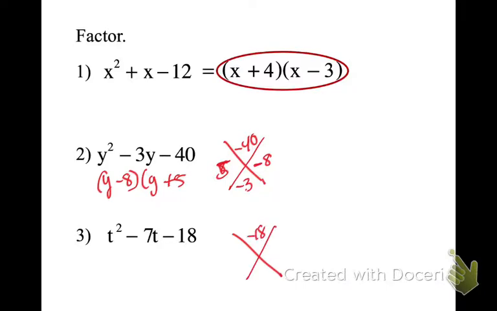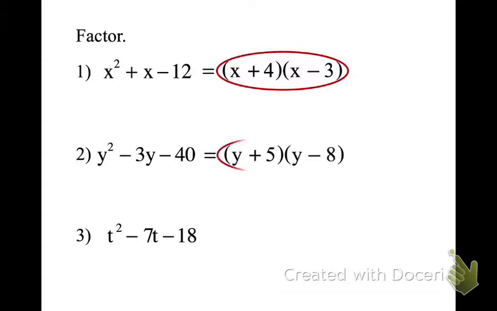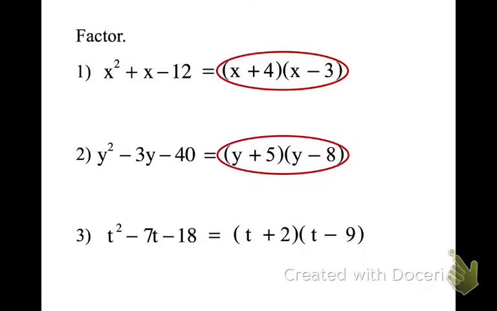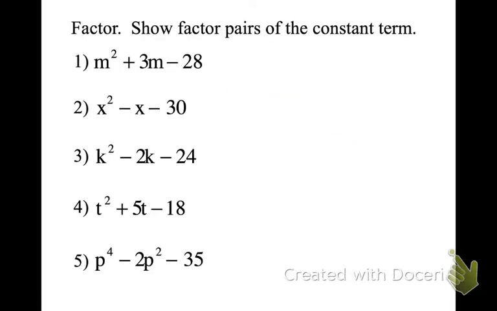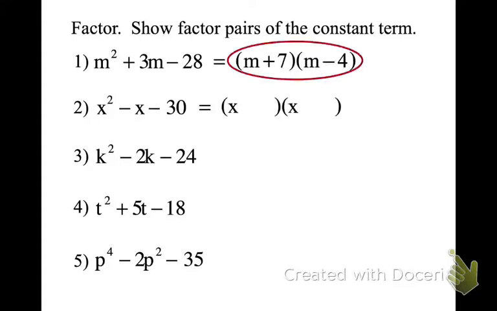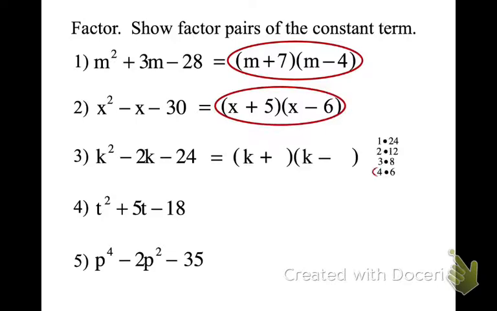Multiplies to negative 18 and adds to negative 7. It's negative 9 and positive 2. So t minus 9 times t plus 2. All right, hopefully now we're getting to the good stuff. Here we go. Not yet. Okay, I'm going to skip this. Oh, let's go down to the last one. Okay, let's go to our last one.